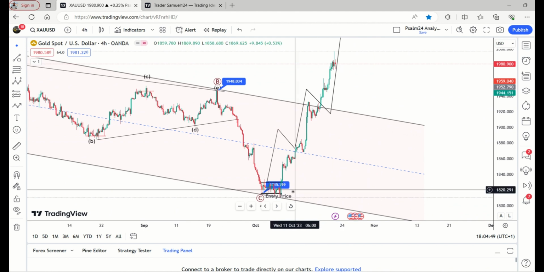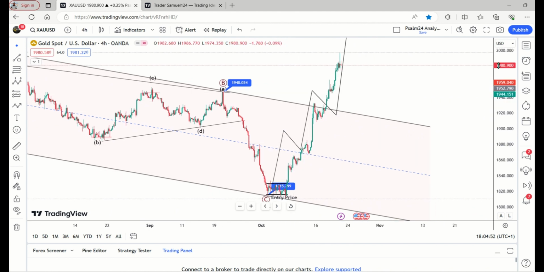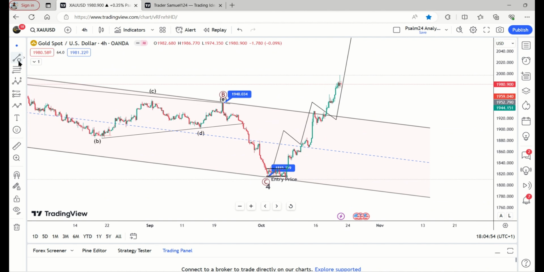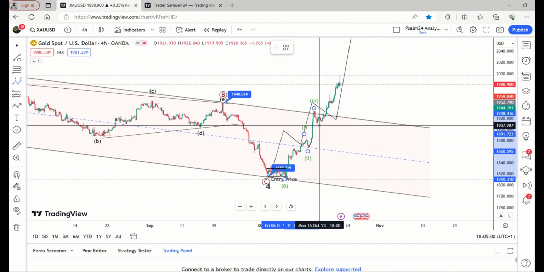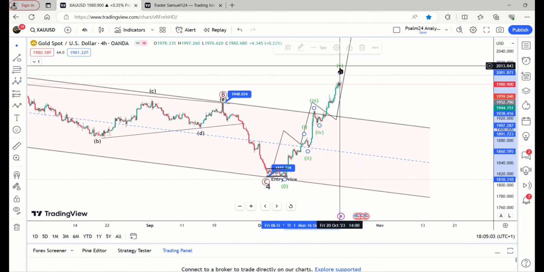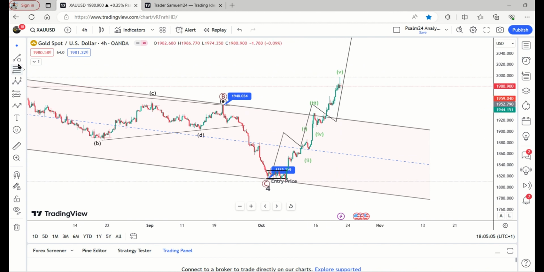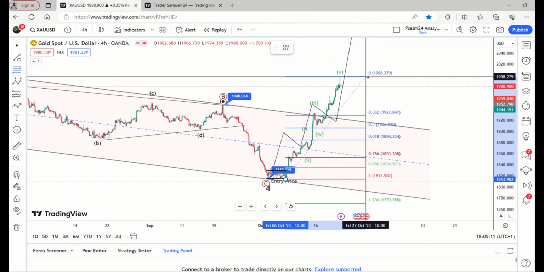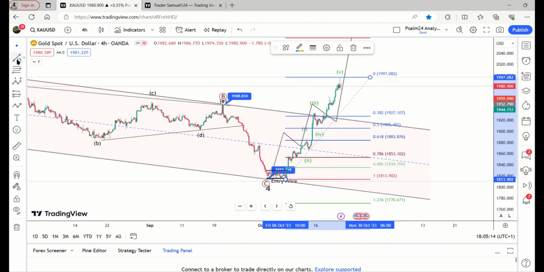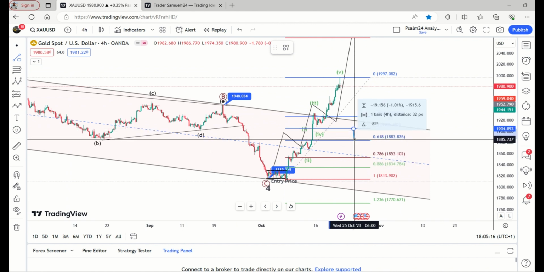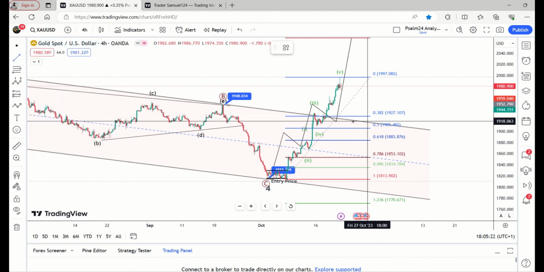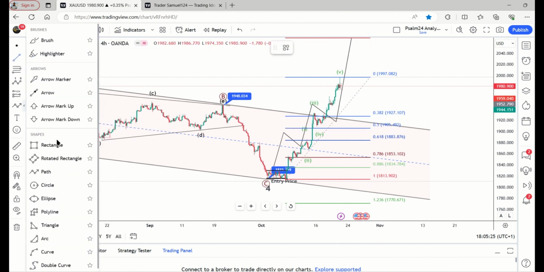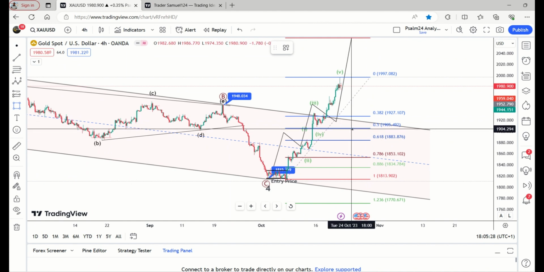What we have seen here is a complete impulsive movement on gold, so that is wave one. What we are expecting here is another retracement, but this will be in wave two. This kind of retracement is not like the first one. It may be deeper, and we are expecting something around this zone. So these are the two areas where we are expecting a slight pullback.